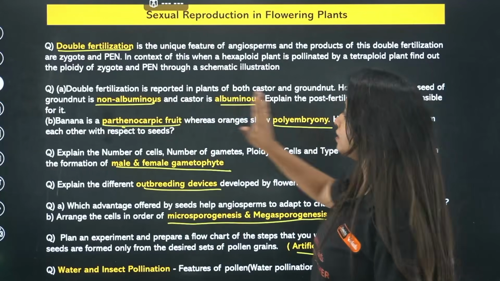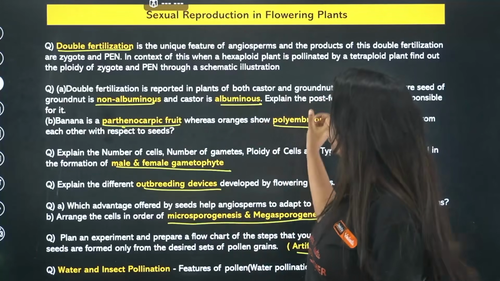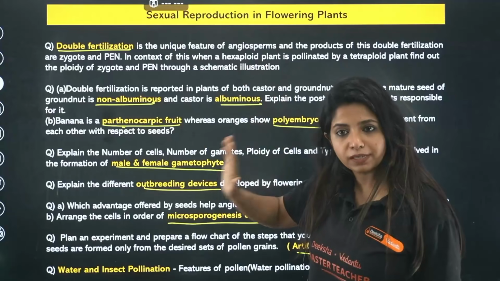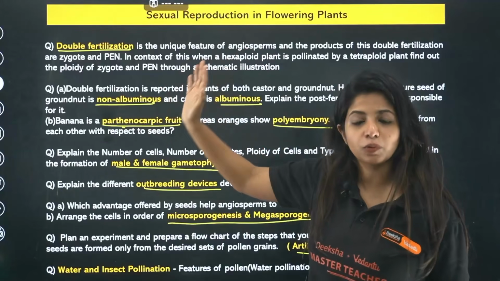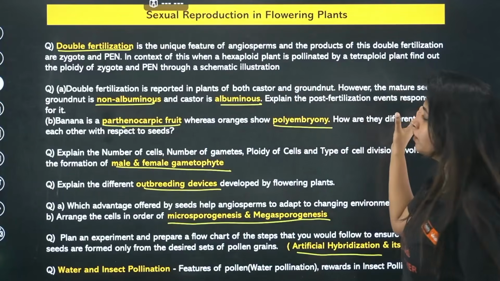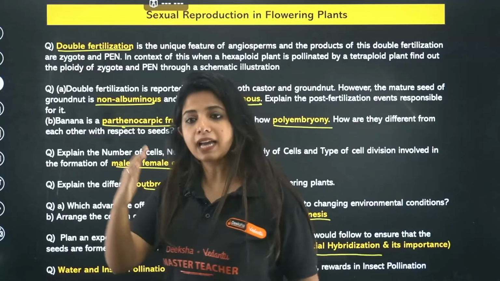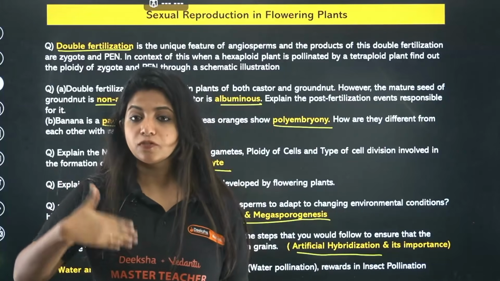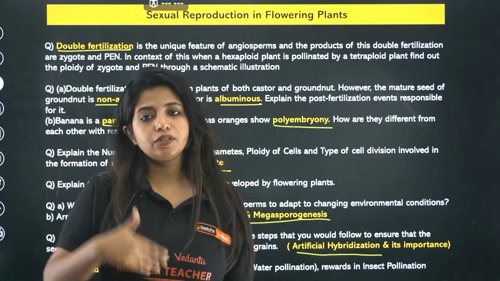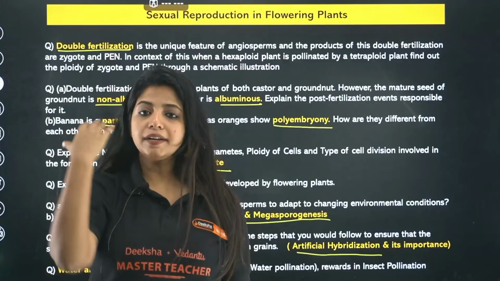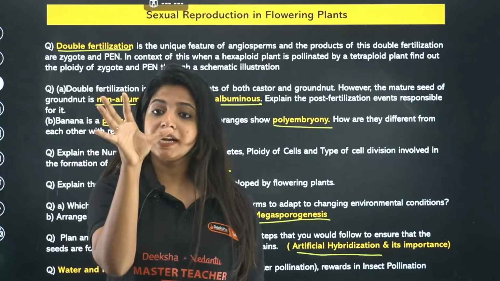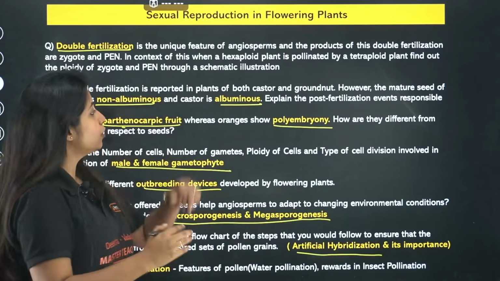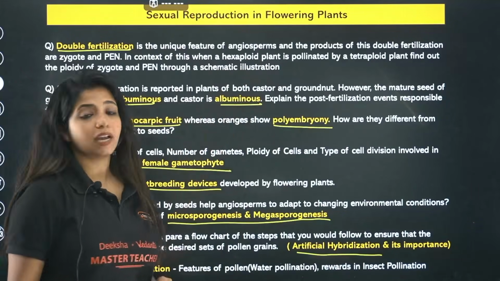Explain the post-fertilization event responsible for this. So if you know that albuminous means endosperm is persistent, non-albuminous means endosperm is not persistent, you will be giving the answer like that. After fertilization, usually the endosperm is being formed and it is being used up. But in some cases, the endosperm persists. Those are albuminous. An example for that is castor.